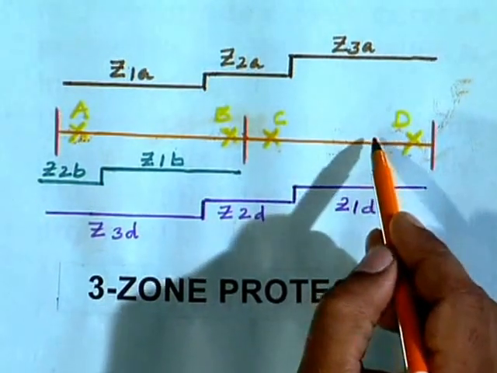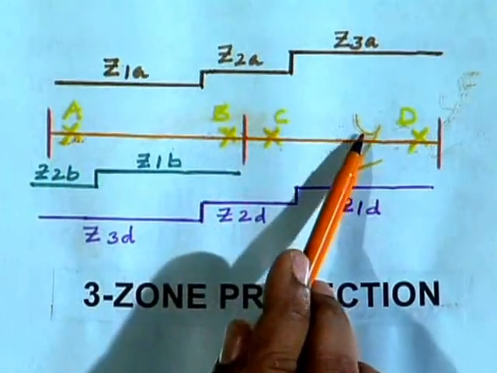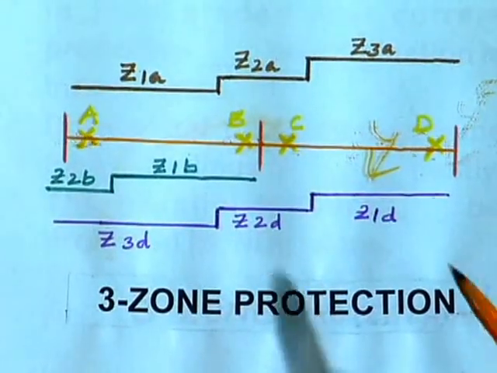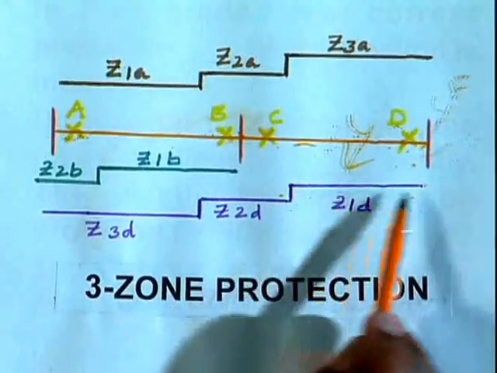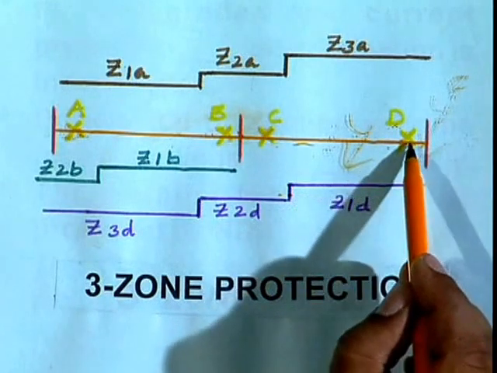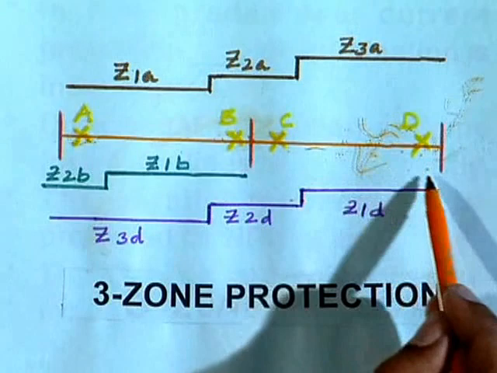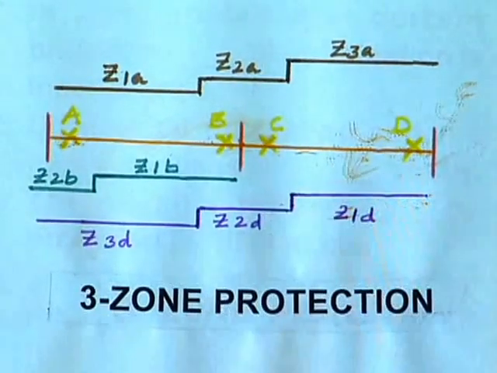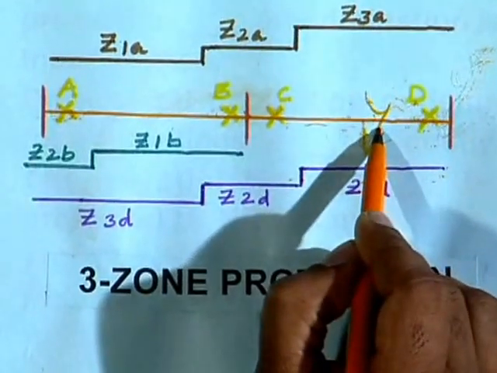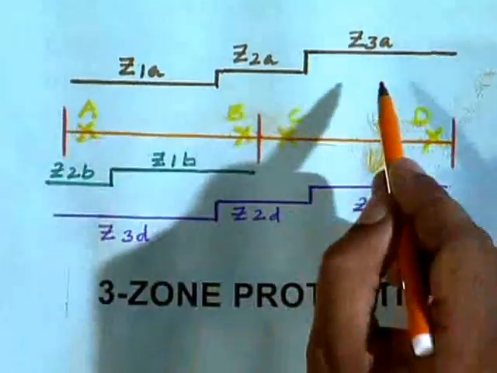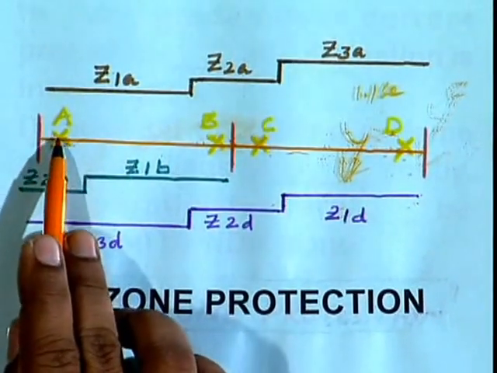Suppose the fault occurs here, that means from relay A, it is a fault in the third zone. Here the fault occurs within 80% of relay D, from here to here, so relay D will operate very instantaneously because the fault is within 80% of its zone. Suppose D fails to operate, then A will have some time setting, let us say about 1.1 seconds. So after 1.1 seconds, relay A will operate.